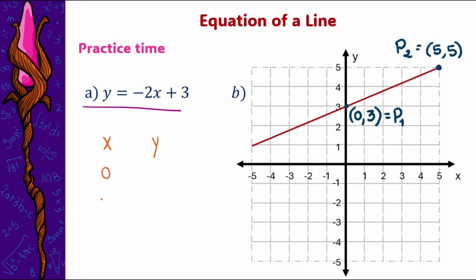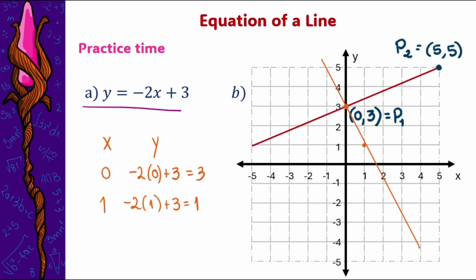I'm going to give it 0 and 1. Remember, I just need two of them. Minus 2 times 0 plus 3 is equal to 3. And minus 2 times 1 plus 3 is 1. That means the points (0, 3) and (1, 1) are going to be part of the line.